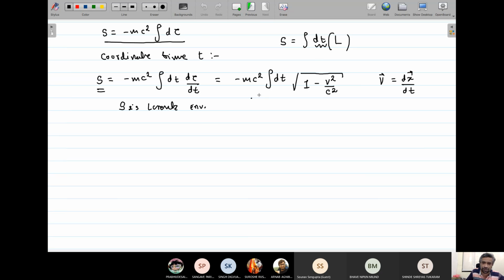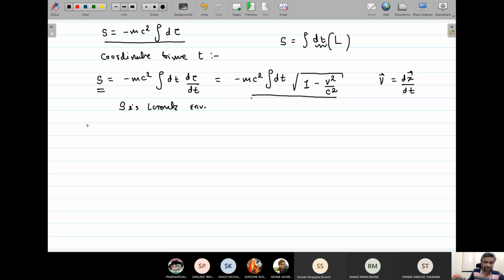You see, the difference between this part and this part is that this is manifestly Lorentz invariant. By knowing that proper time is Lorentz invariant, you conclude that S is Lorentz invariant. On the other hand, this is not manifestly Lorentz invariant. Manifestly means just by looking at it you can tell. Here you cannot tell, but it is actually Lorentz invariant. Clear? So this is your action.